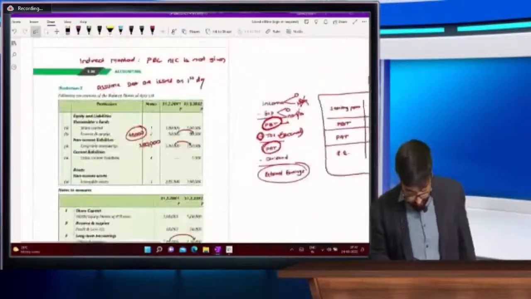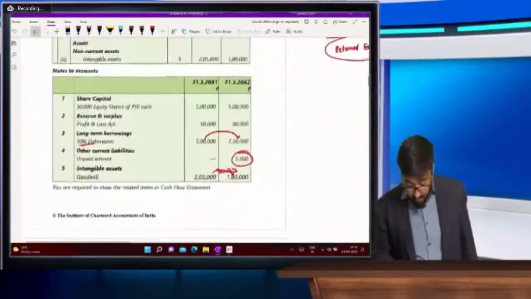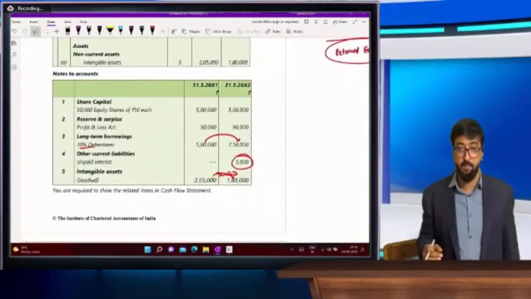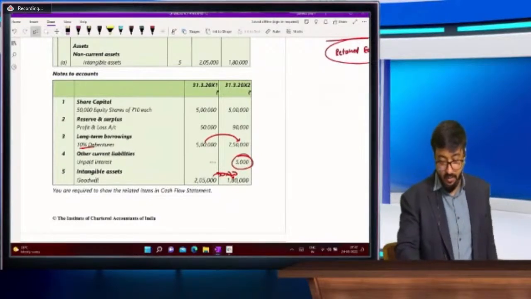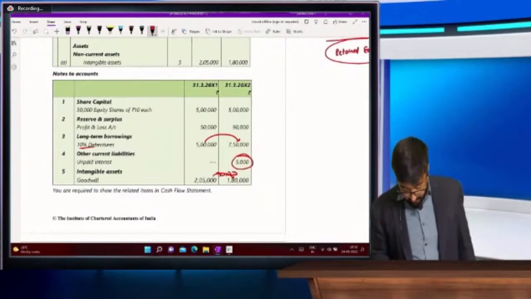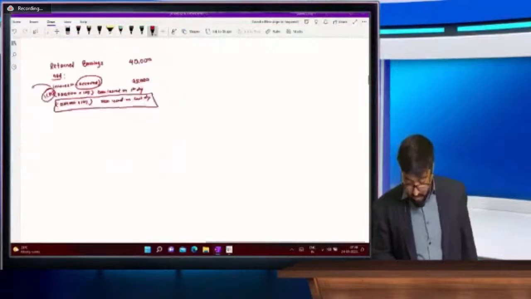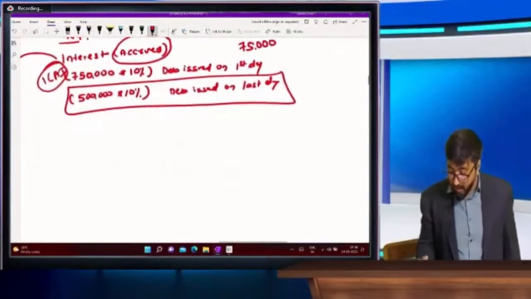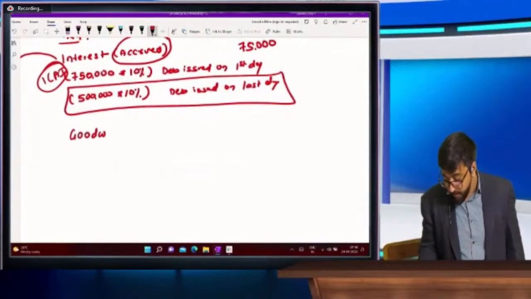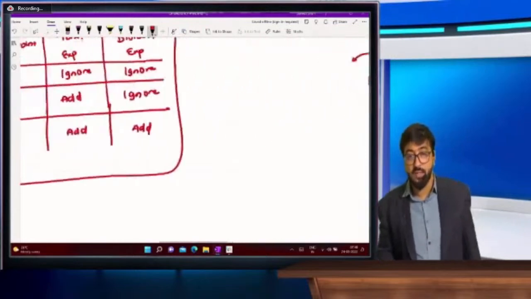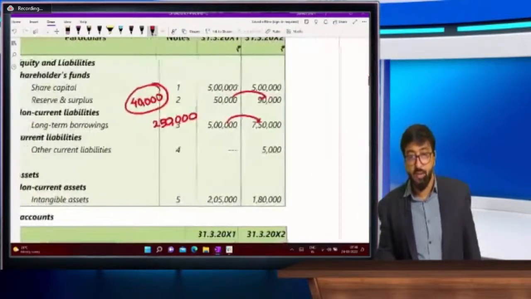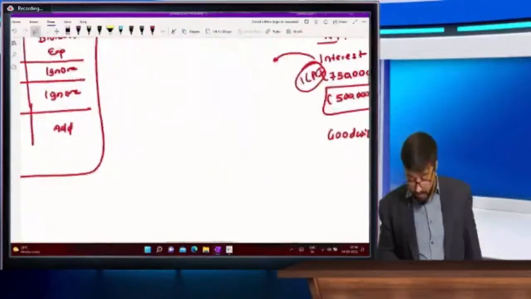Okay. Second one. Goodwill. Sir, goodwill amortized. 205 minus 180. 25,000. Sir, goodwill is also added back. So what is the reason? Goodwill written off, sir. Tell me, what is the reason, sir? Goodwill written off of 25,000.